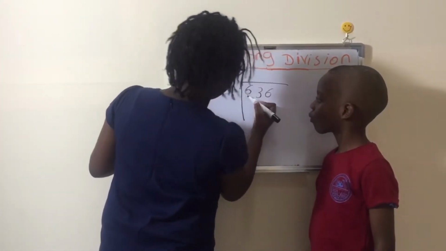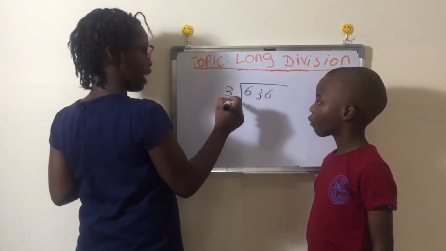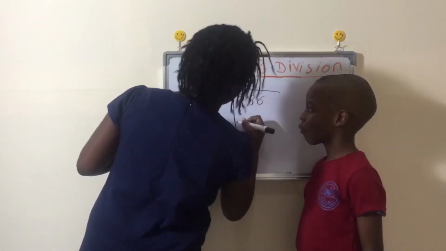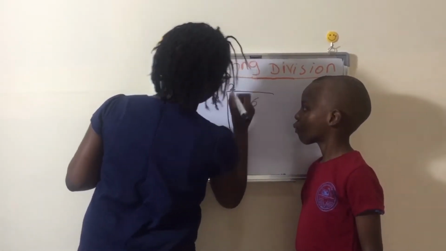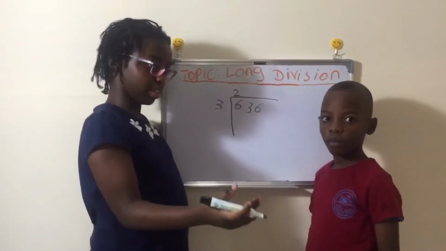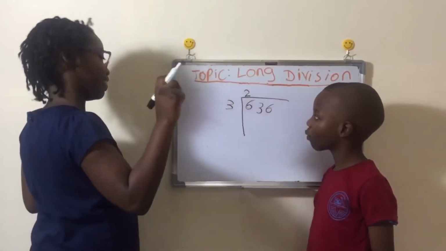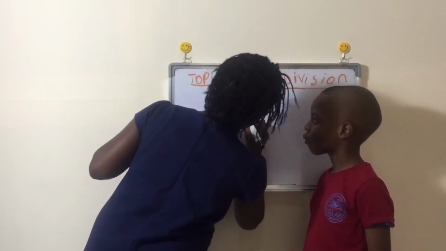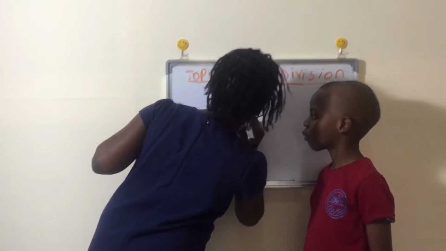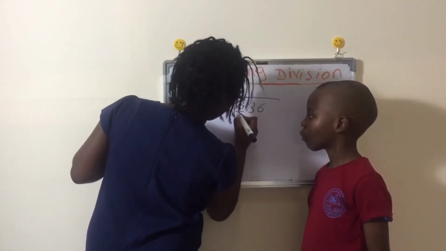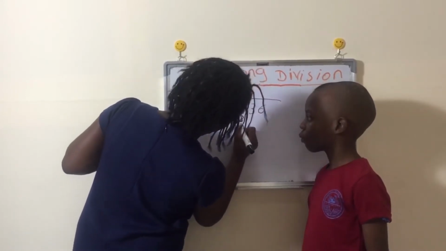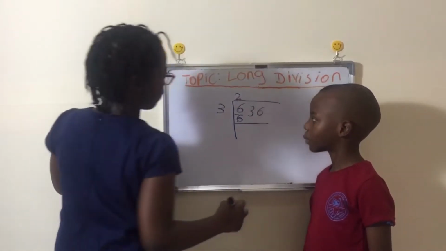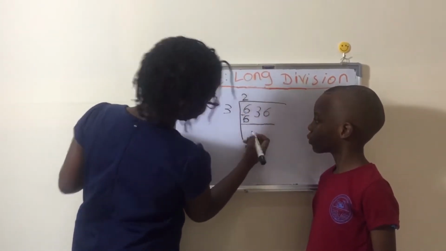So first we start with this. Can 3 enter 6? Yes, it can. We know it. So we put 2, for how many times it enters there. Twice. So now we have to do 2 times 3. 2 times 3 is 6. Now we have to minus. So 6 minus 6 is 0.